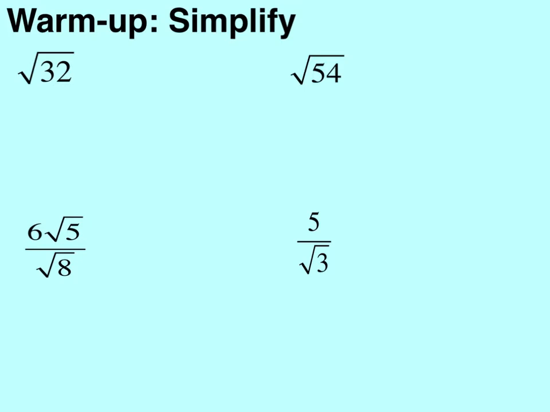So remember to take care of the square root of 32. 32 is not a perfect square. I want to find the biggest perfect square that's a factor of 32. So remember your perfect square list: 1, 4, 9, 16, 25, 36, 49, 64, 81, 100, and so on. The biggest perfect square I could do with 32 would be 16.